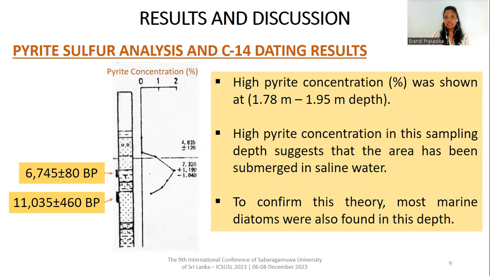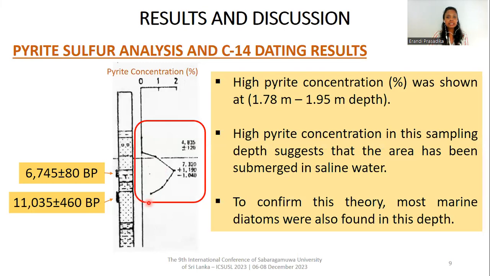Then let's talk about the results and discussion. First of all, I would like to present the pyrite sulfur analysis and carbon-14 dating results. As shown in this figure, high pyrite concentration was shown at 1.78 to 1.95 meters depth. Since pyrite is mostly found in brackish water and saline water environments rather than in freshwater environments, high pyrite concentration in this sampling depth suggests that during that time, this area was submerged in saline water. To confirm this theory, most marine diatoms were also found in this depth.